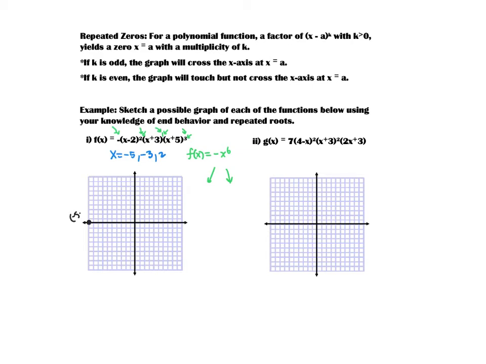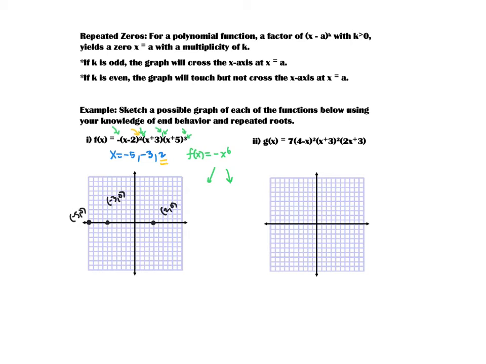Here's the point -5, 0. Here is the point -3, 0. Here is the point 2, 0. So let's analyze the behavior. Notice that at x equals 2, I've got an even degree. Okay, that's a repeated root, twice. So I know my function is going to bounce off there.